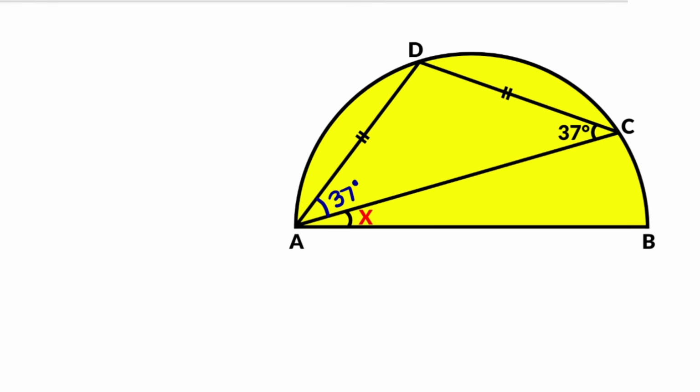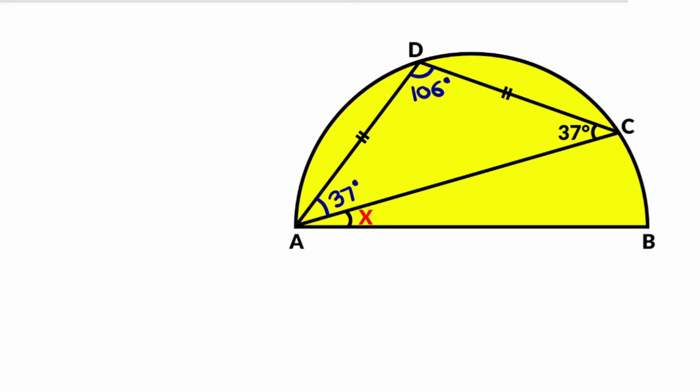Now finding the third angle is easy. The angles of every triangle add up to 180 degrees. 37 plus 37 equals 74. So angle ADC is 180 minus 74, which gives us 106 degrees.